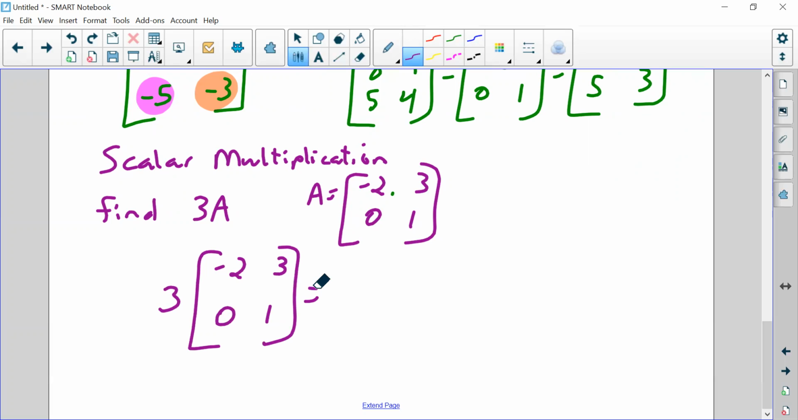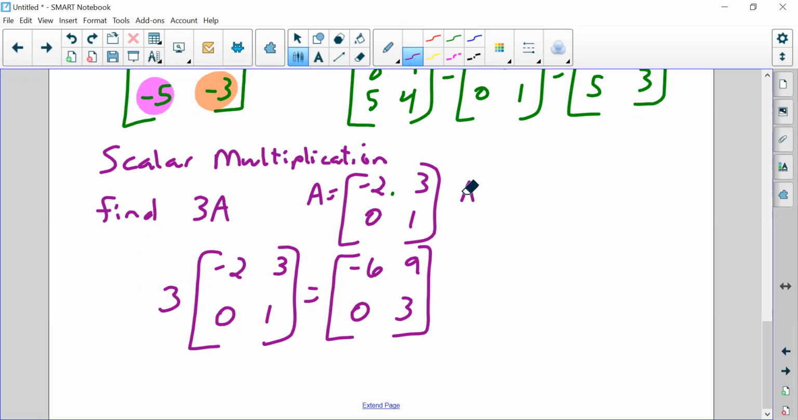To do this, you're going to distribute that scalar to every single element in the matrix. To get my first row, first column entry, I'm going to take 3 times -2, which gives us -6. To get my first row, second column, I'm going to take 3 times 3, which is 9. What would the bottom row be? 0 and 3. That's scalar multiplication.